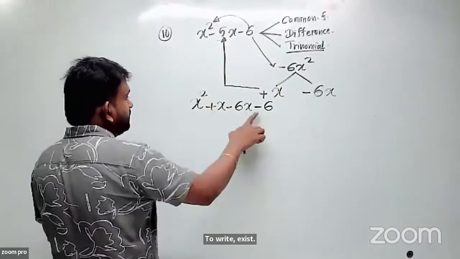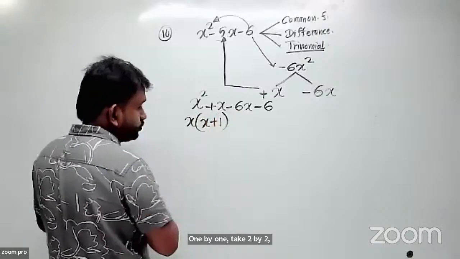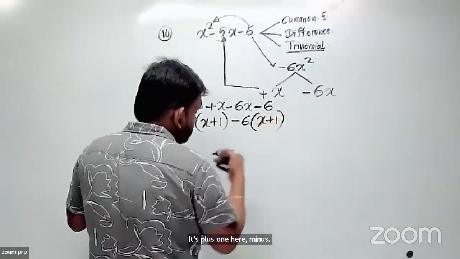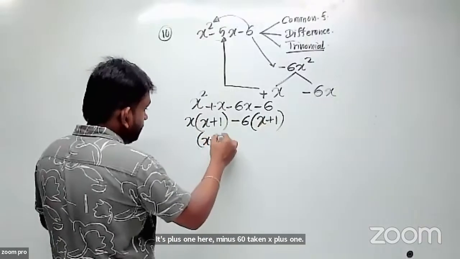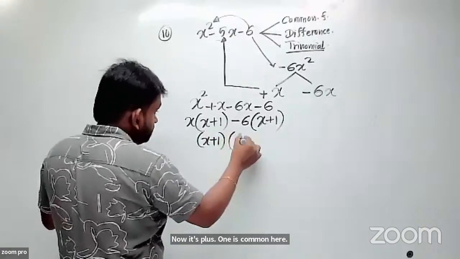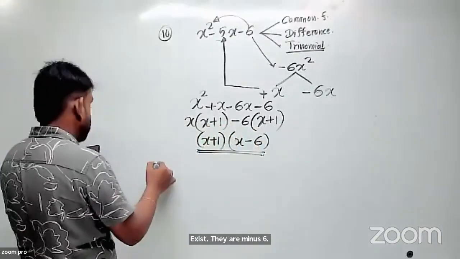So taking two by two, get the common factors. From the first two, x is taken, x plus 1. Here minus 6 is taken, x plus 1. Now x plus 1 is common here. You take out x plus 1 and here x minus 6 remains. So this is the factorizing.